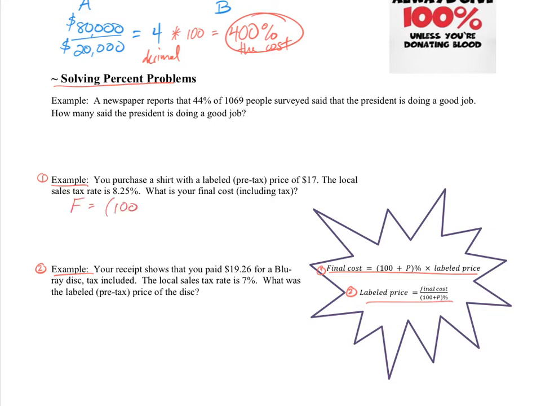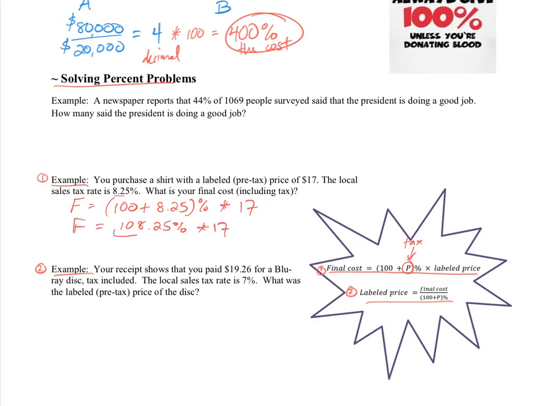And I'll have 100 plus the P being the tax rate, or the other percent that is mentioned. So this will be tax, 8.25% times $17. Now, percents do not play well in equations. So if we add this together, we get 108.25% times 17.